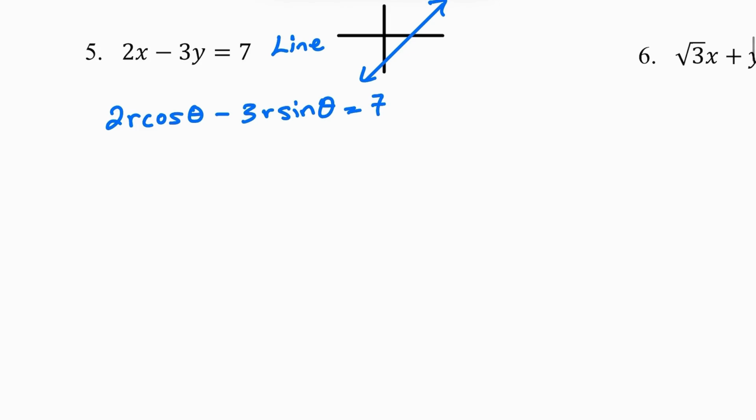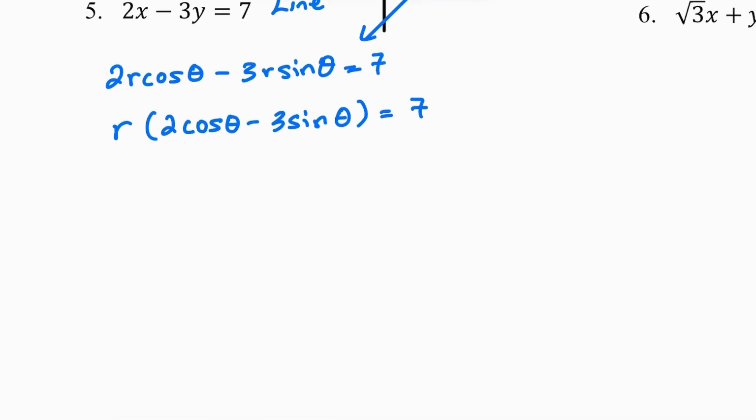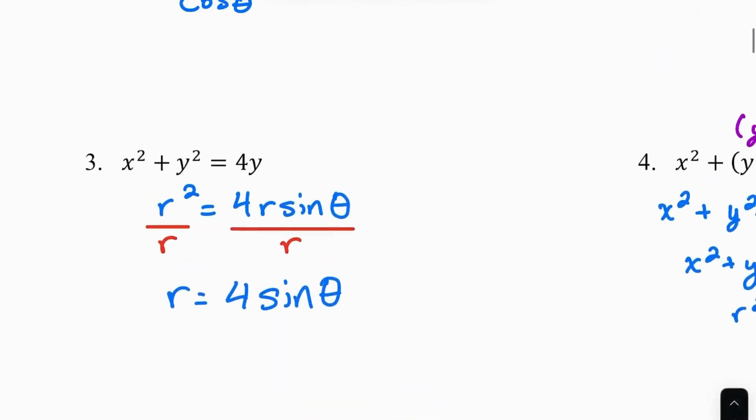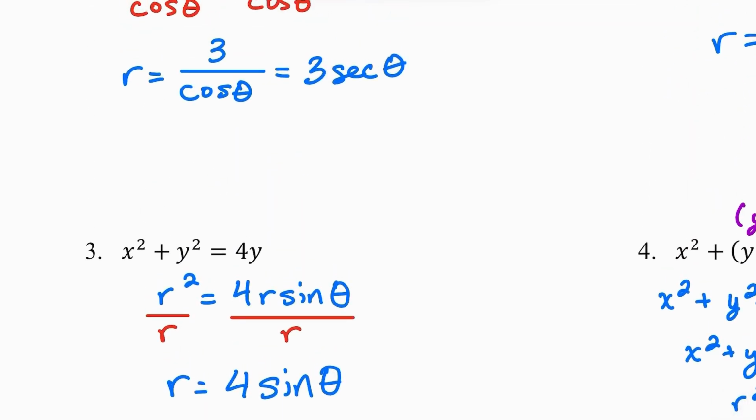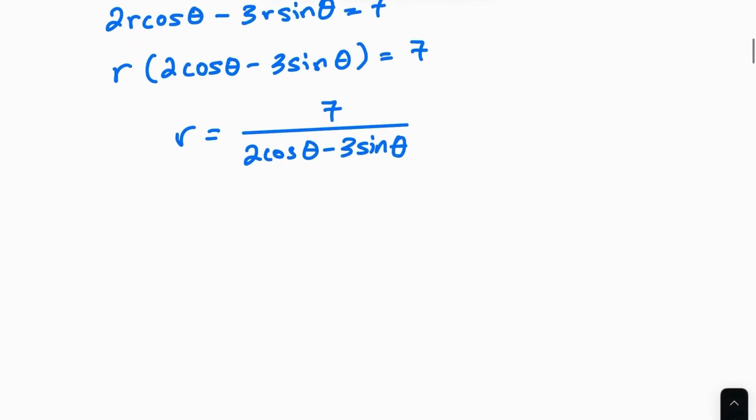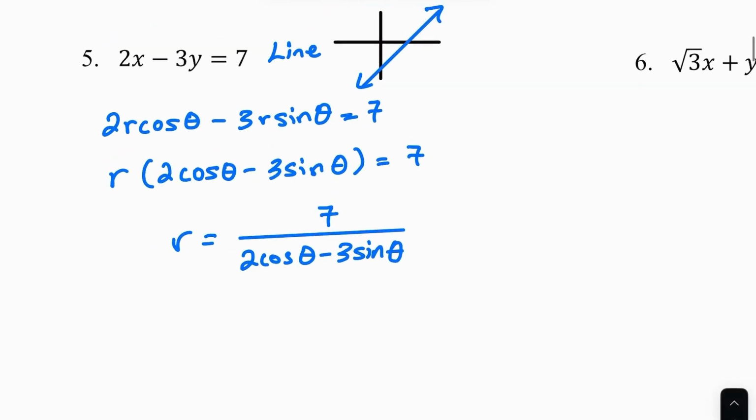Now we need to solve this for r. So since both of these terms have an r, we can factor it out like a GCF. And if I wanted to get this equal to r, I would divide by what it's being multiplied by. So I end up getting 7 divided by 2 cosine theta minus 3 sine theta. And there is nothing more you can do with that. That's as far as you can go. It's not like what we did earlier where it's only over cosine, so I could multiply by secant. You cannot do anything further than this. So leave it alone.